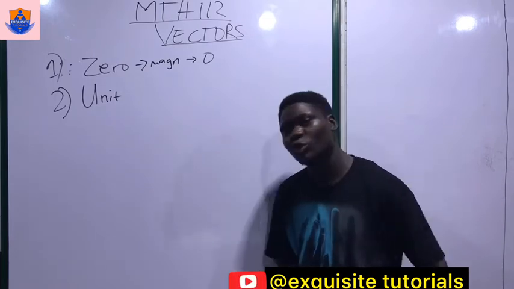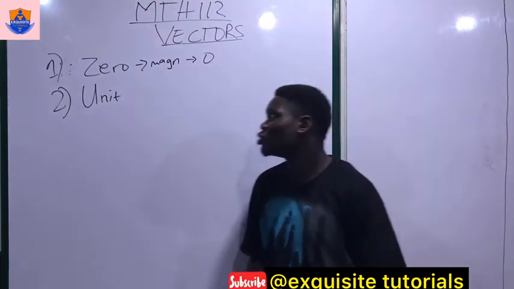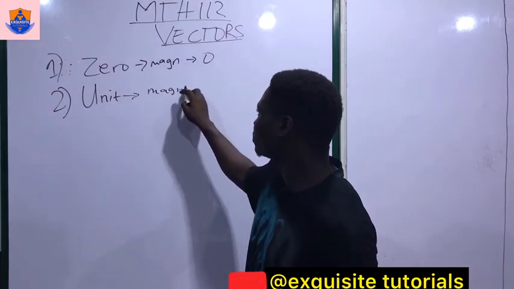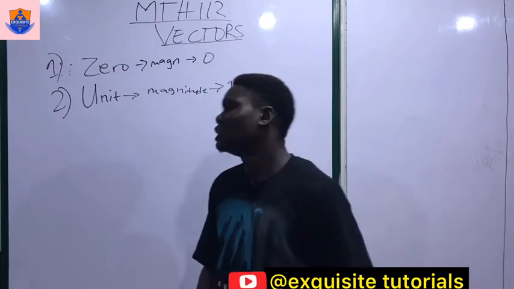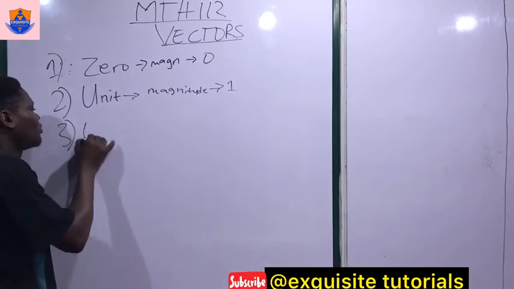Irrespective of the direction, when you find the size or the length of that vector, it will give you 1. So the magnitude is 1. The third type of vectors we are going to talk about are equal vectors.